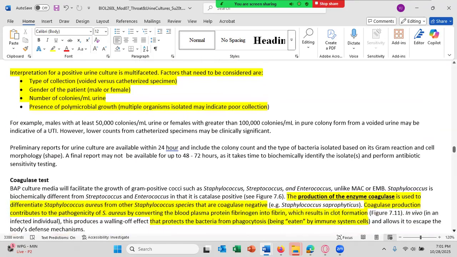Males normally get 50,000 colonies per mil of urine, females normally 100,000 colonies per mil. I assume this is of the voided urine.